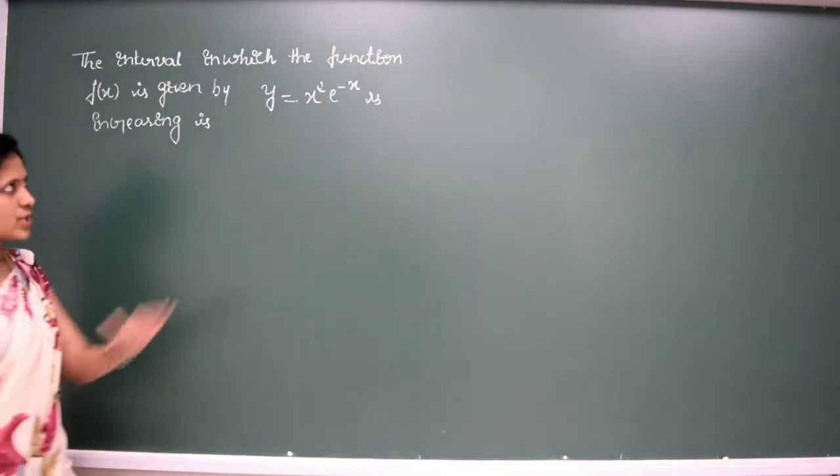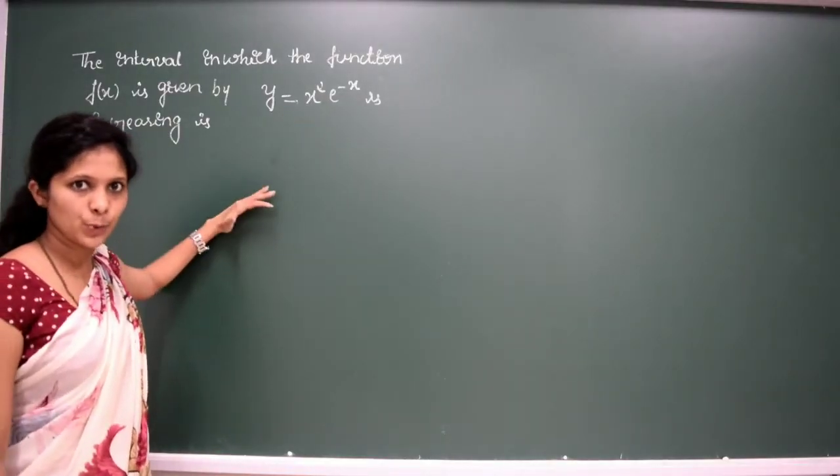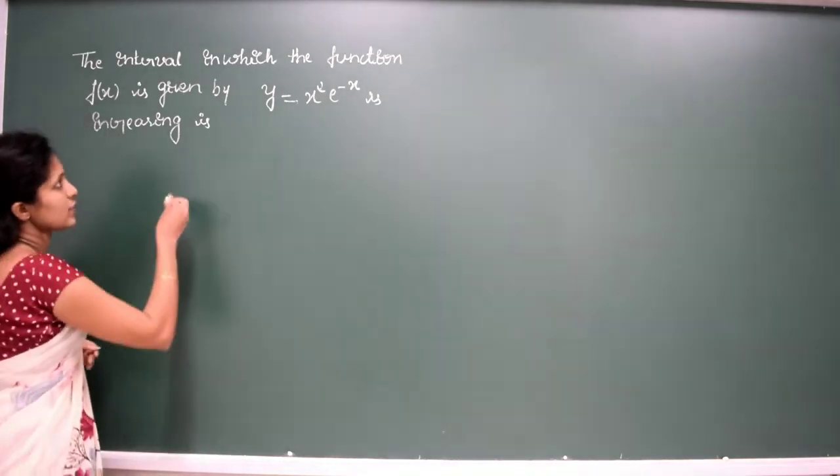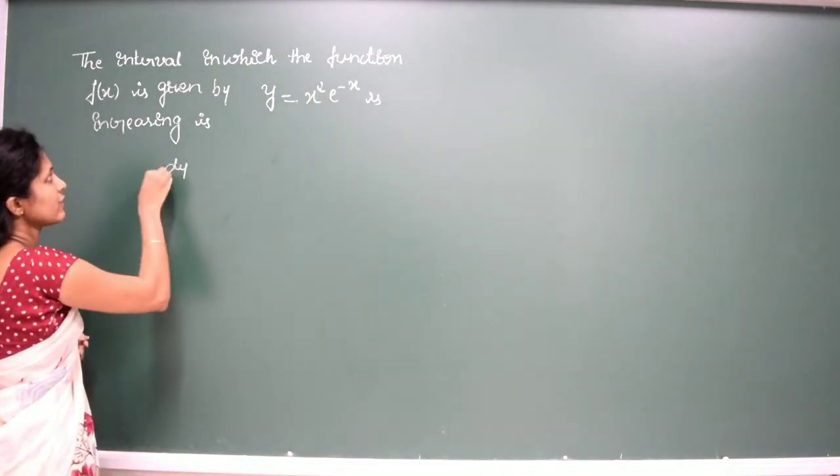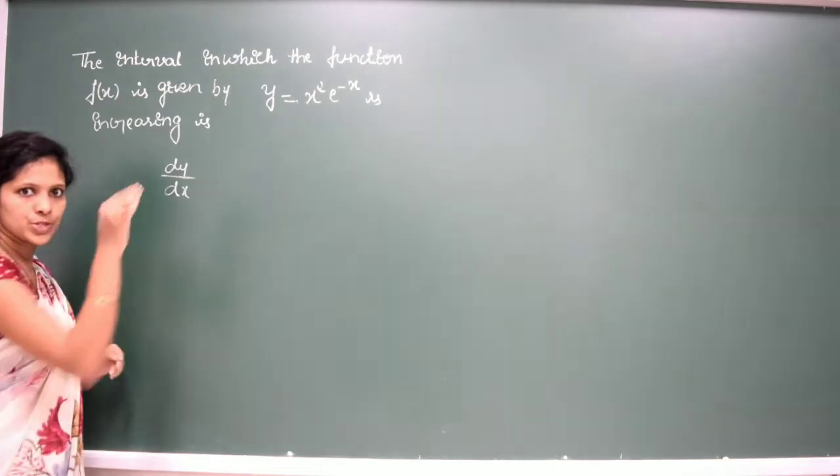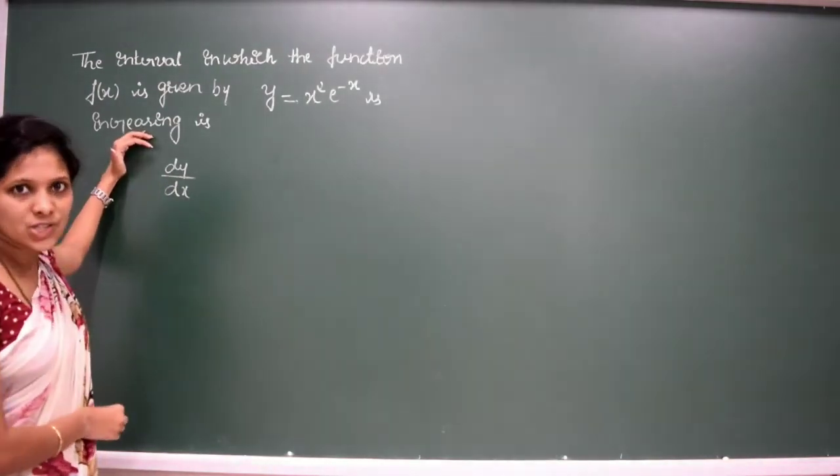Remember this. In your textbook this is given as an objective problem, but let me solve this. See, the function is given, we'll differentiate this, dy by dx. There are 4 options, so you have to check where the function is increasing.